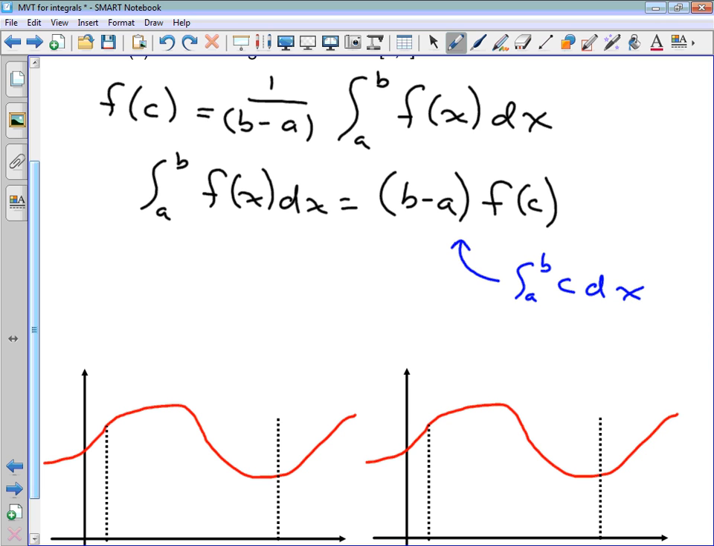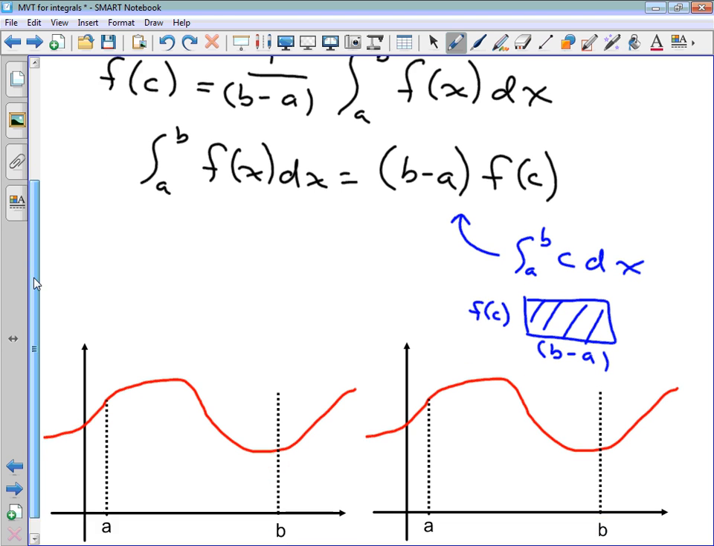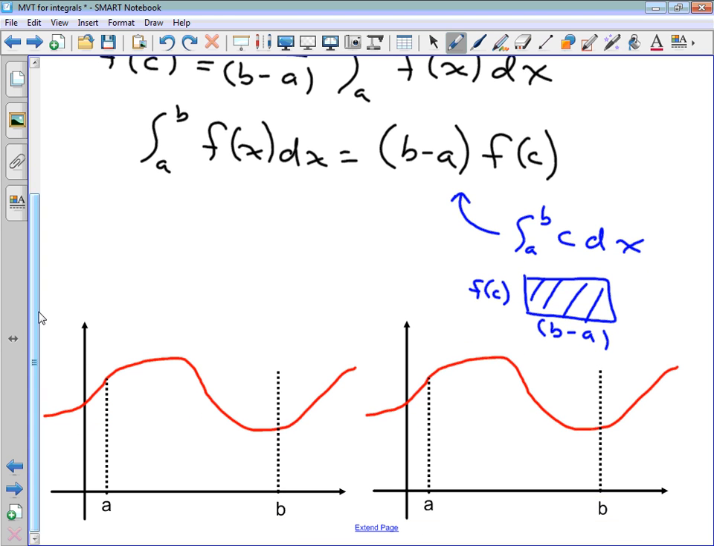So how can we interpret the mean value theorem here graphically? When we did this, we said that this represented the area under a constant function, which is like a rectangle of height f of c and width b minus a. That's how we got that area there. So let's think about what this mean value theorem tells us graphically.